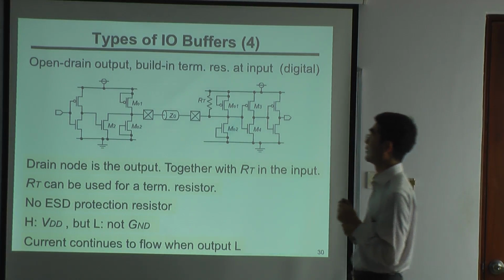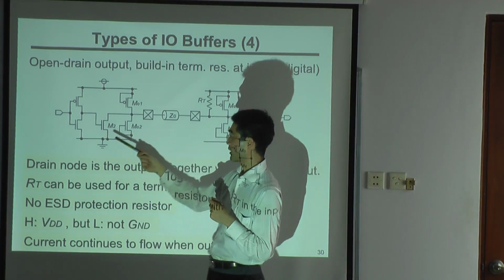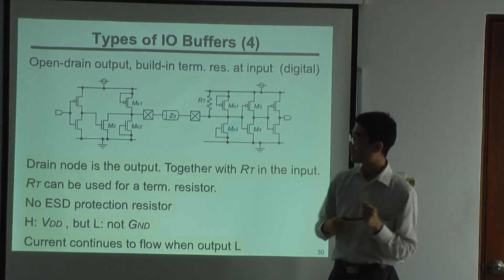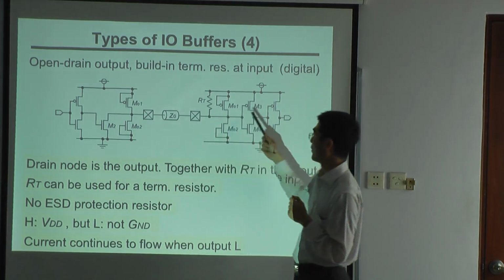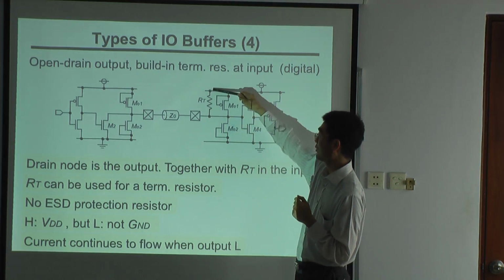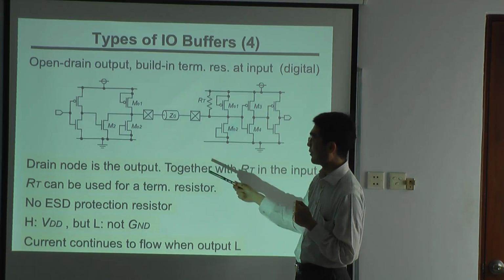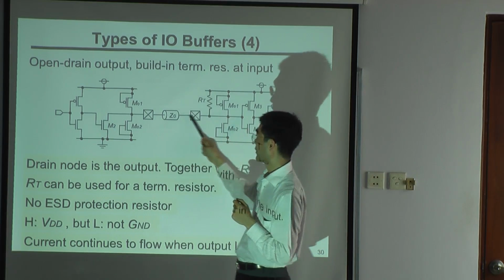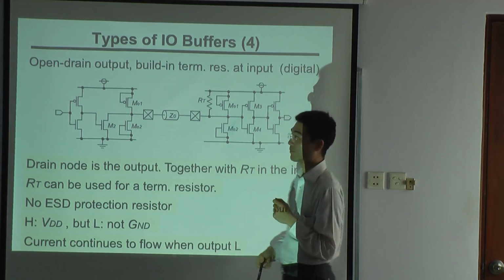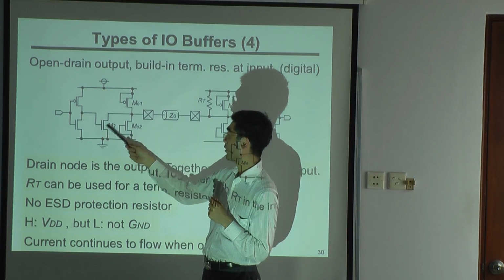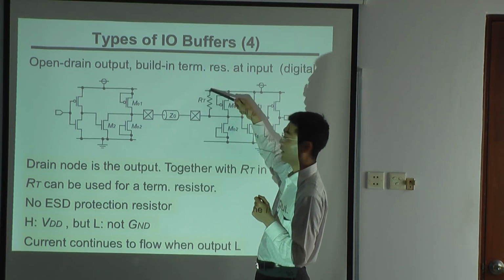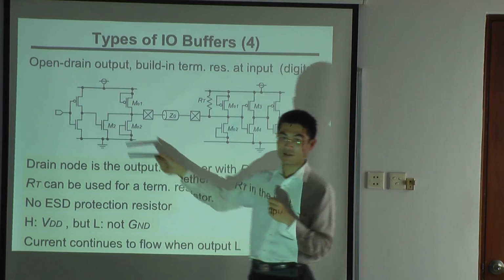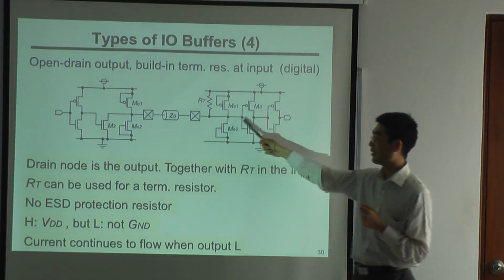And the fourth one is called open drain. That means the drain terminal is open. On the receiver side, it has termination resistance connected to VDD. So when this is on, the current flows from here to here and out to ground. And when this is off, it is pulled up to high, so this becomes high. So on and off means low and high.